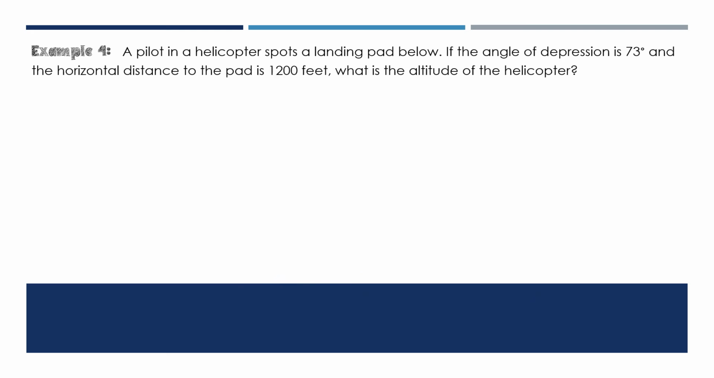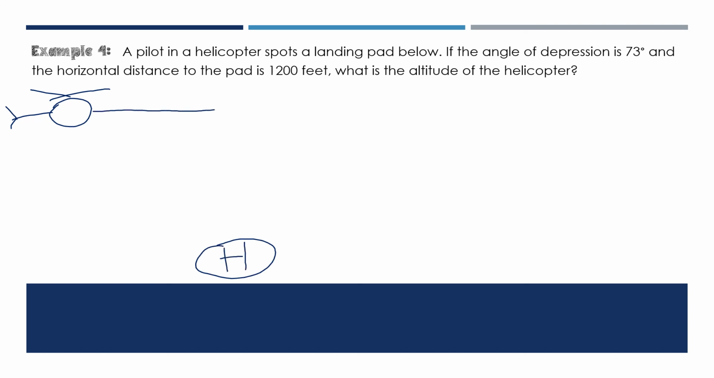All right, last example. A pilot in a helicopter spots a landing pad below. If the angle of depression is 73 degrees and the horizontal distance to the pad is 1,200 feet, what is the altitude, also known as the height, of the helicopter? So we've got our helicopter. This is going to be an awful helicopter, but you guys kind of get the idea of what it looks like. There's a landing pad somewhere down here, so it's got the big H on it.